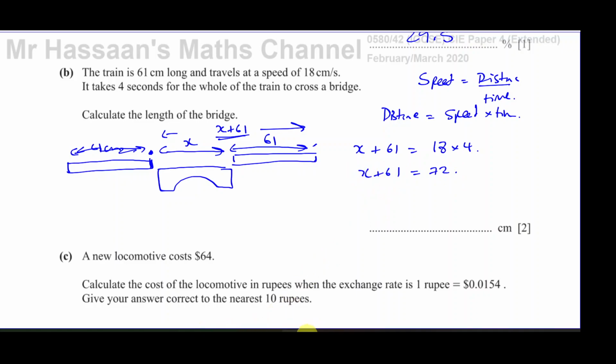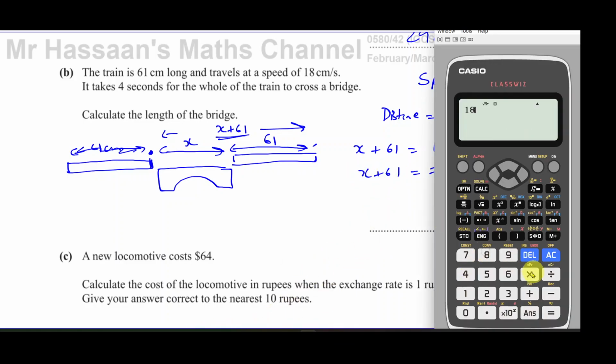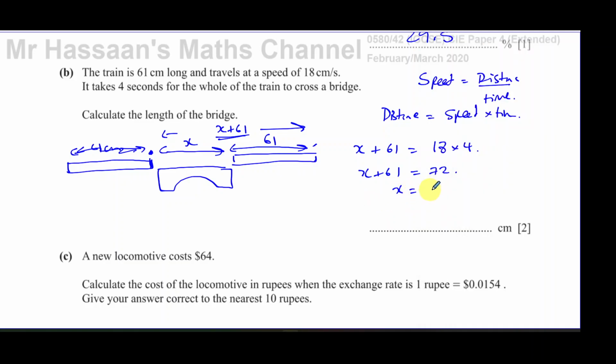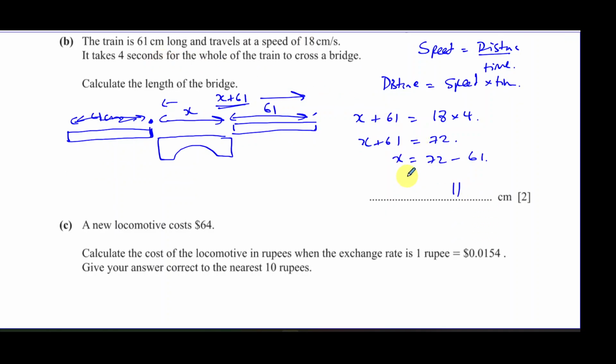Let's just make sure we didn't do anything silly there. 18 times 4 gives us 72. That's right. So x is 72 minus 61, which is 11. So the length of the bridge is 11 centimeters. Okay, so we know the distance in terms of how far the train has to travel, in terms of the unknown length of the bridge, which we call x, plus the length of the train. And we know the distance in terms of speed times time. And therefore we can find the total distance that this train has traveled.